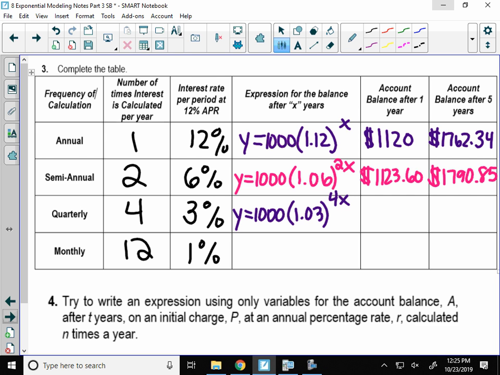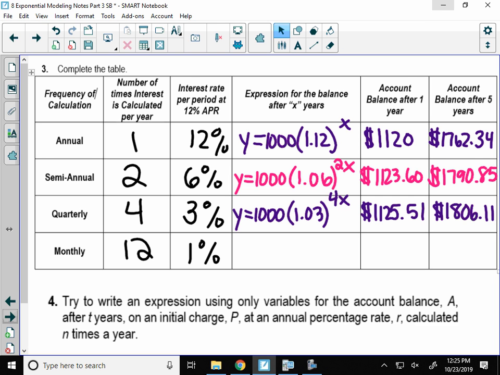One year, people, what did you get? You have $1,125.51. You guys can copy that down. $1,125.51. 5-year people, how much money? You have $1,806.11. All right, what trend are you seeing through the table so far? It gets higher the more often they take interest. Yeah? Okay, let's do one more, and then we'll kind of tie it together.